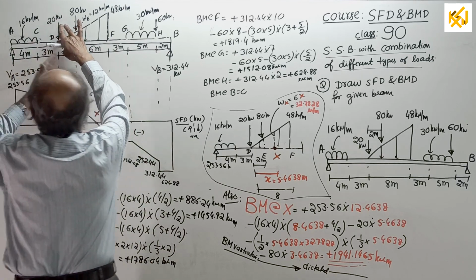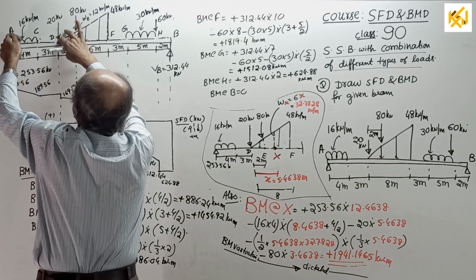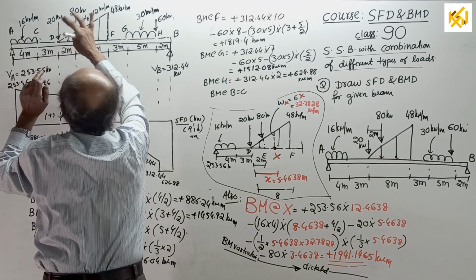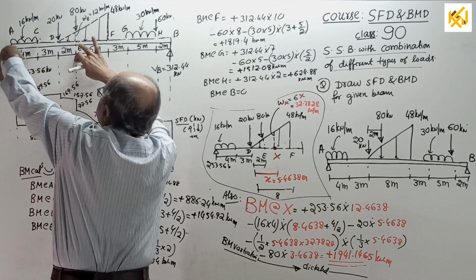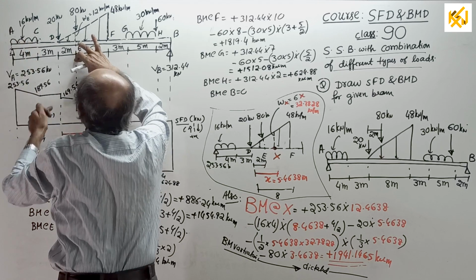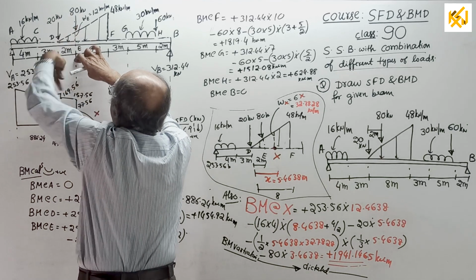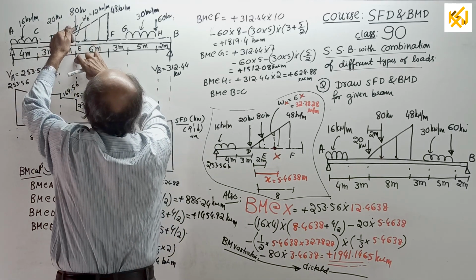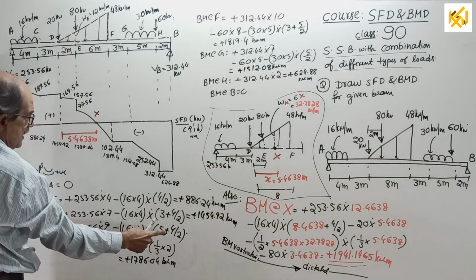BM at D, look this side, plus 253.56 into 7, minus 16 into 4, which is the total load, into 3 plus 4 by 2. BM at E, look this side, plus 253.56 into 9, minus 16 into 4 into 2 plus 3 is 5, 5 plus half of 4, minus 20 into 2, also minus half into 2 into 12, only this much triangle, 1/3 of 2. I return the value here.